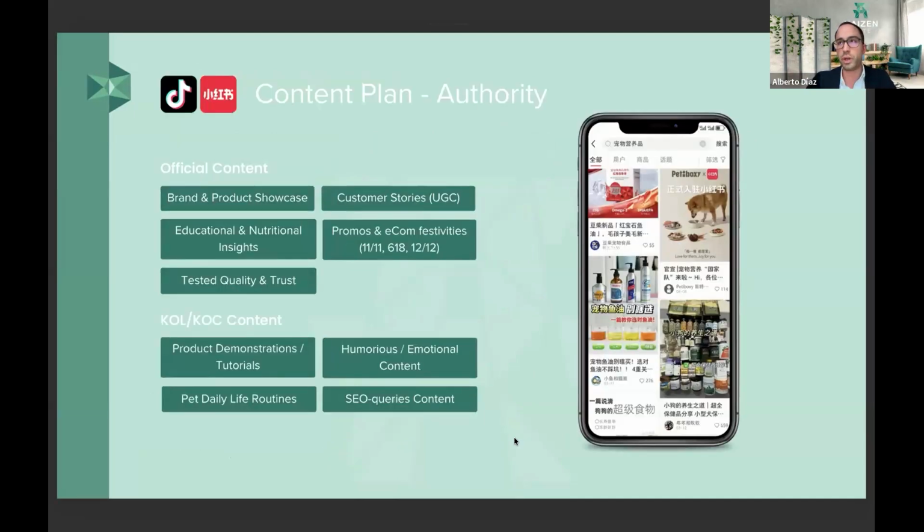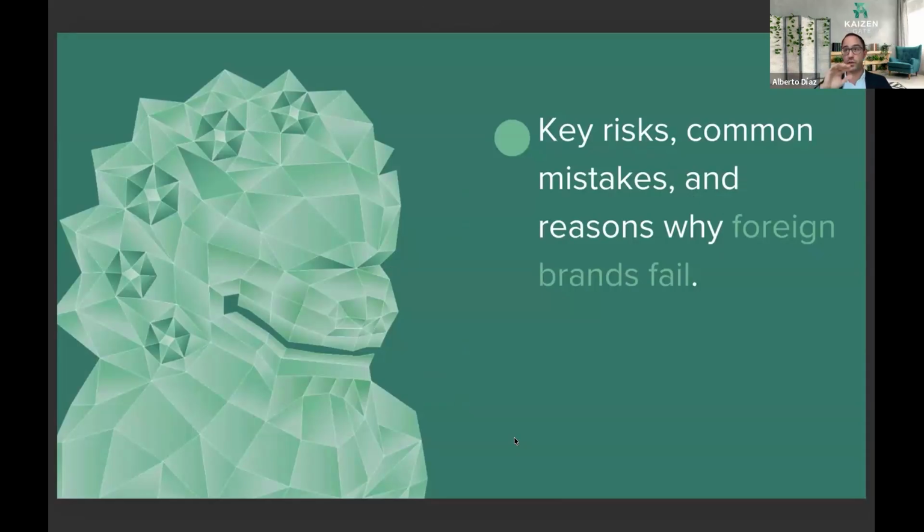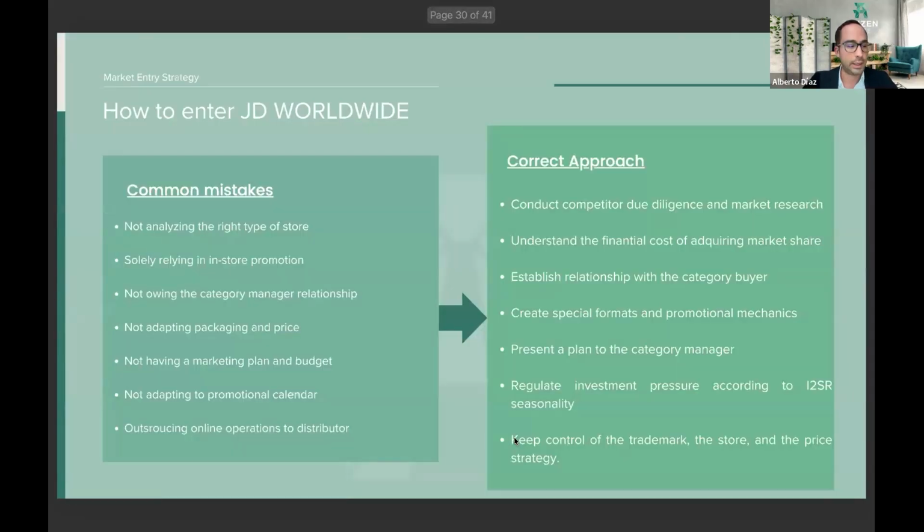So again, we're not going to go deep into this due to the time limitation, but just keep in mind that social media also plays a very big role in bringing traffic to the store. Now, what are the typical mistakes that we've seen in foreign brands entering China through Jingdong Worldwide specifically? First, they don't understand what the different types of stores are.